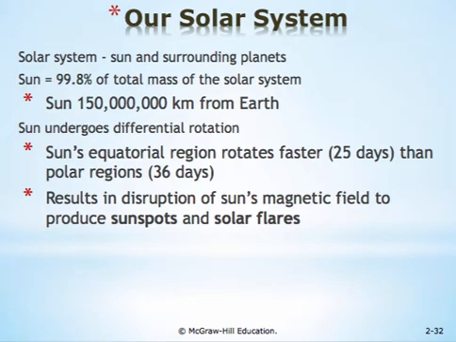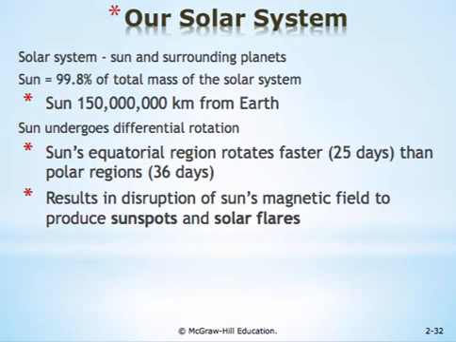The sun is 99.8% of the total mass of the entire solar system. The sun is 150 kilometers from Earth, and it undergoes a differential rotation, which means that the equatorial region rotates faster than the polar regions.